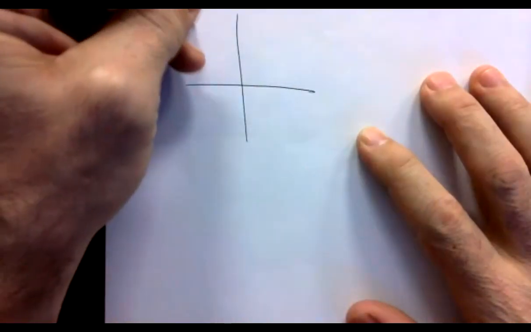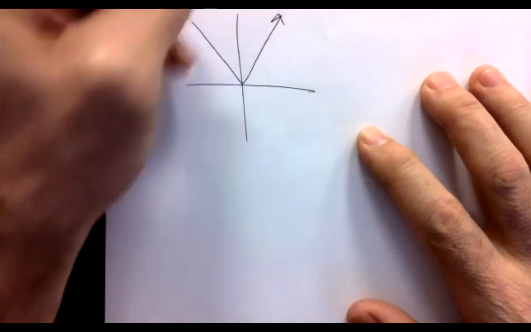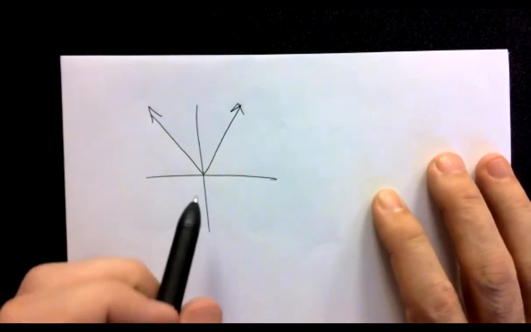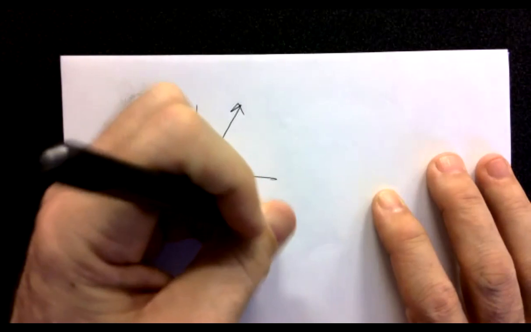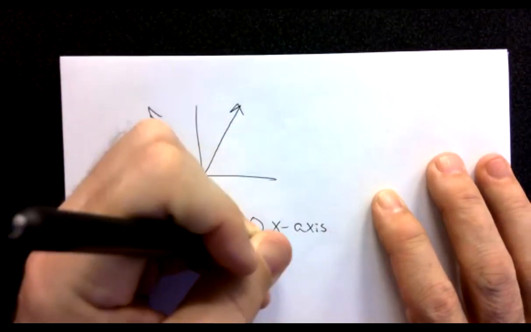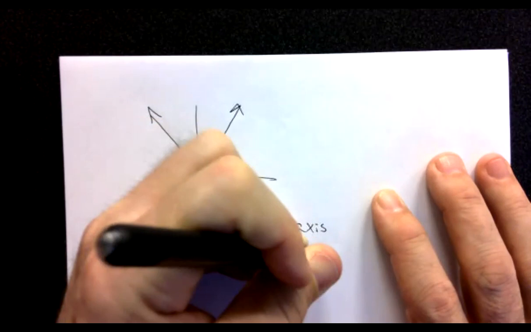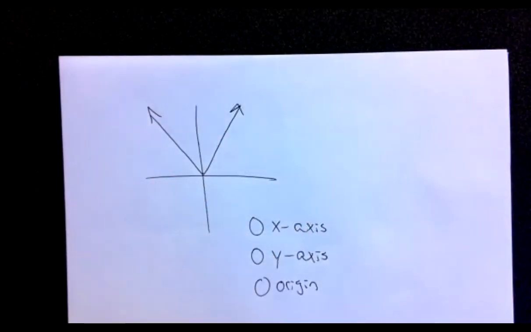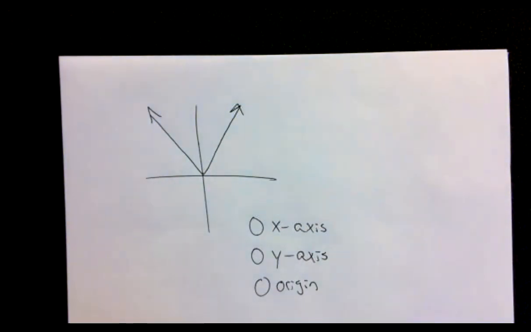Now, again, on your MyMathLab, they're just going to give you some graphs and ask you a question like, okay, does this graph have any symmetry? So your choices are: does it have symmetry with respect to the x-axis? Does this have symmetry with respect to the y? Or does this have symmetry with respect to the origin?